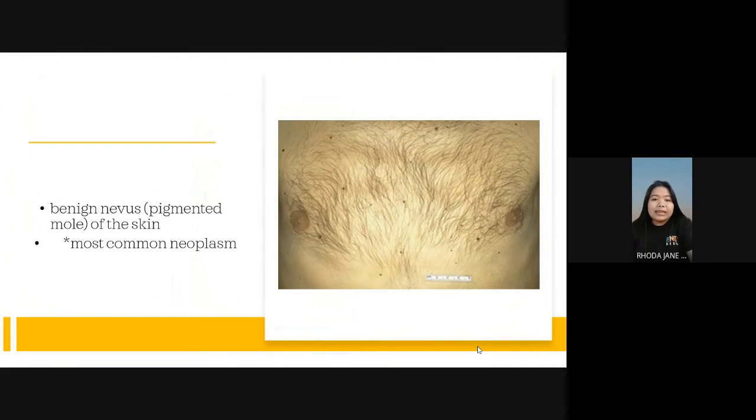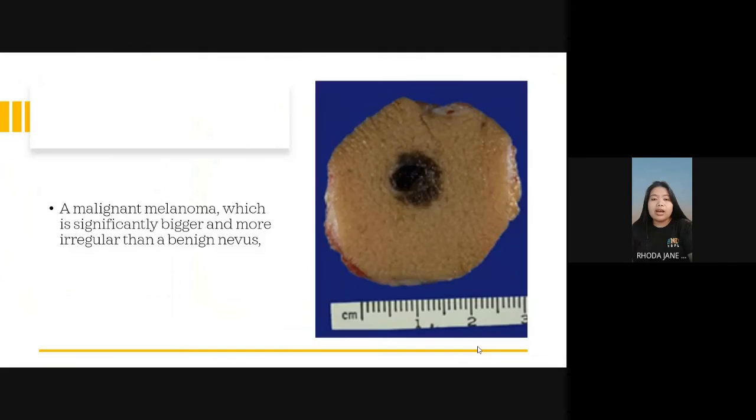This is benign nevus, or pigmented mole, of the skin. It is the most common neoplasm, and most people have several, but it grows slowly, as seen here on the chest area. On the other hand, this is malignant melanoma. It is bigger and more irregular than a benign nevus, as shown in this skin excision. It grows quickly and is life-threatening if left untreated.